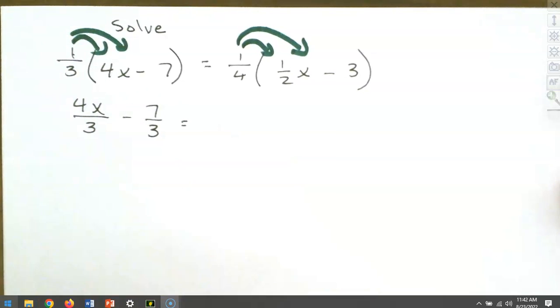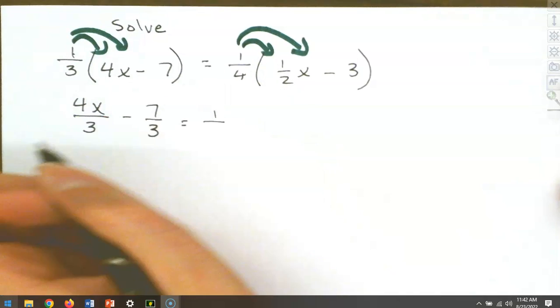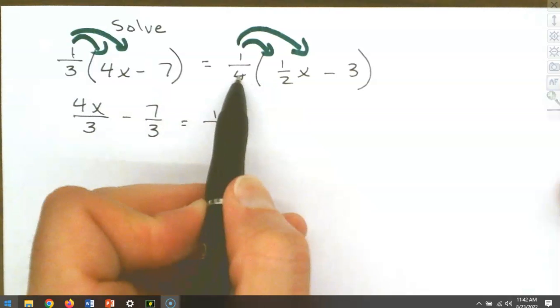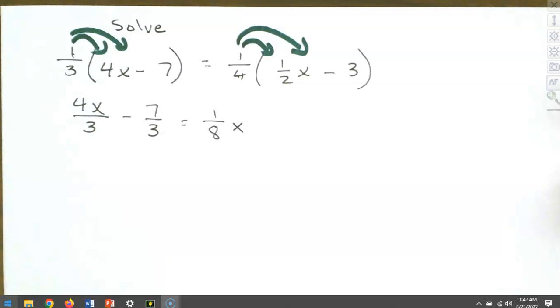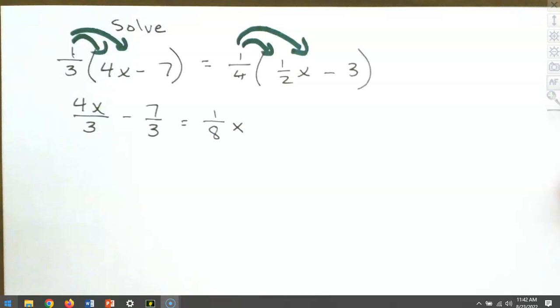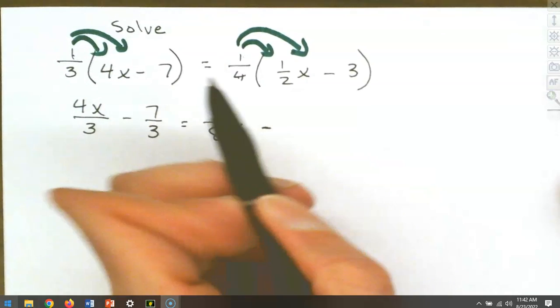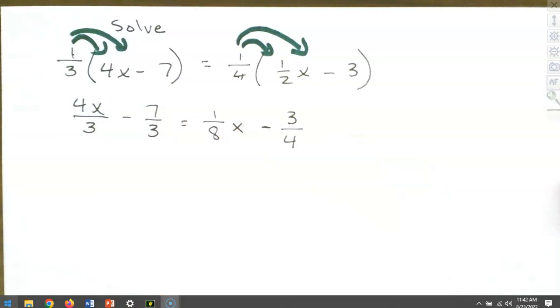On the right-hand side, when we distribute through, we multiply. 1 times 1 is 1. 4 times 2 makes it an 8, and bring your x down with that as well. And you can either write that as x over 8 or 1/8. They are the same thing. And then we've got a negative. 1 times 3 is a negative 3. 4 is down below.